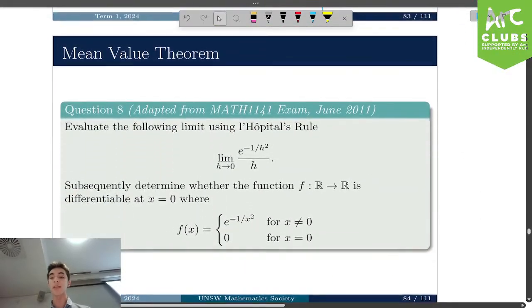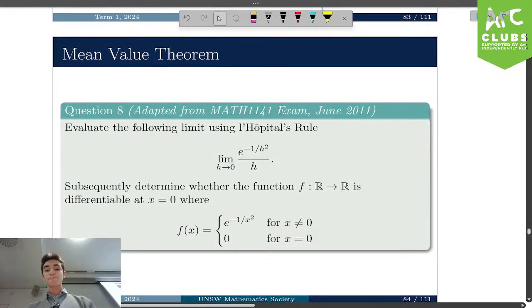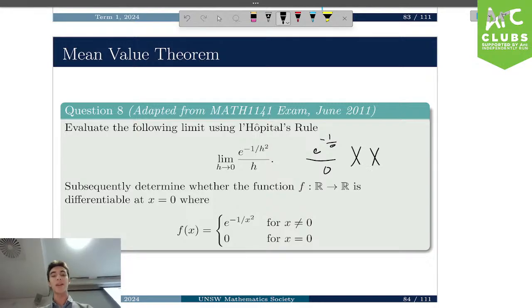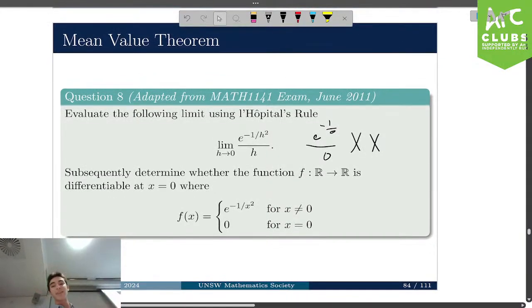So let's see how you actually apply this, okay? We've got this limit that we're trying to evaluate. Let's have a go at just doing it normally. If you try to sub in 0, then you're going to get e to the power of minus 1 over 0 over 0. We've got two zeros in denominators in that expression, so it's really, really bad. Obviously, we can't take the limit like that.